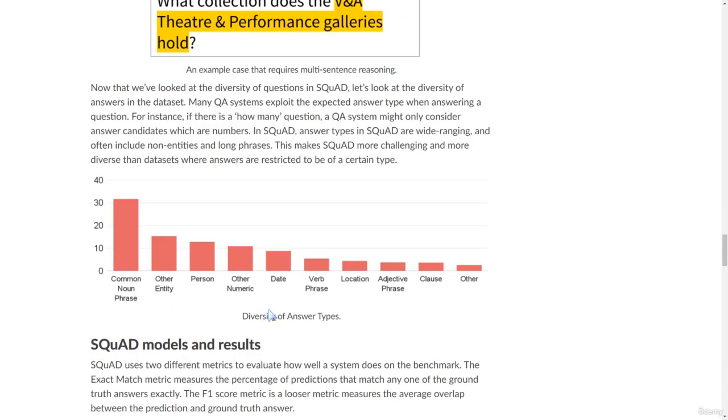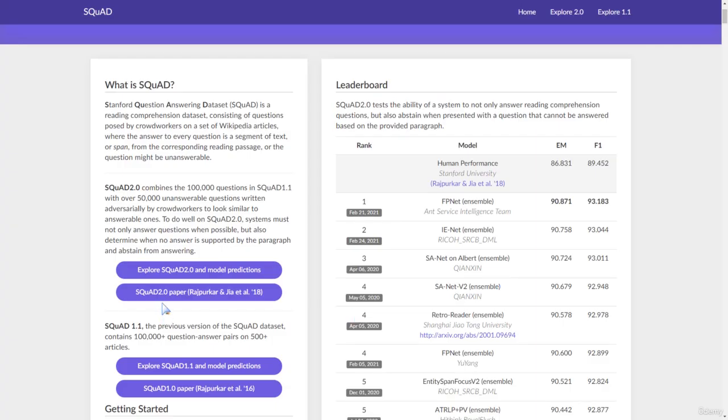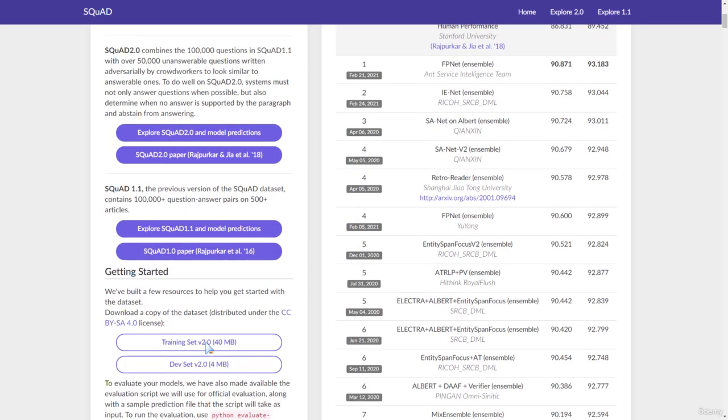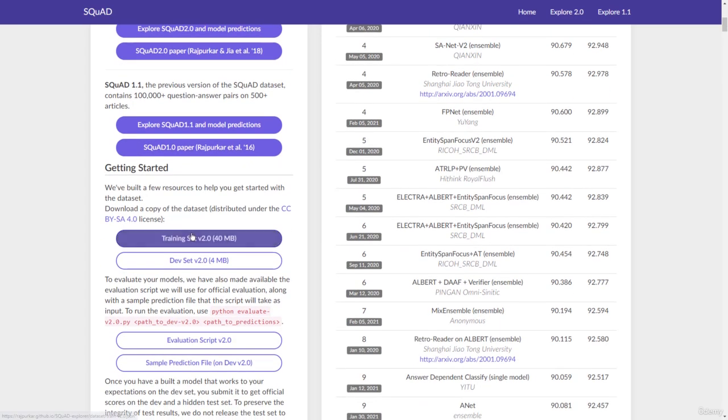Here we have the diversity of the answer types. We have common noun phrases, which are the highest, followed by other entity, followed by person, followed by other numeric, followed by dates, followed by verb phrase, location, adjective phrase, clause, and then others. You could look at the SQuAD paper right here. We also have the data set, which could be downloaded from this, and then also the dev set right here.